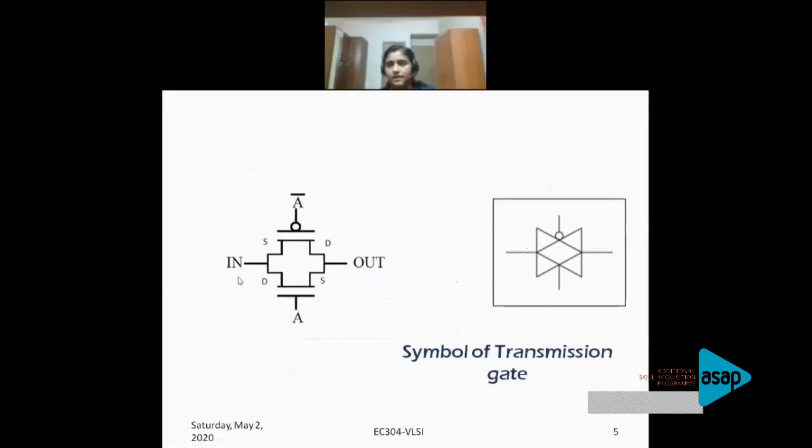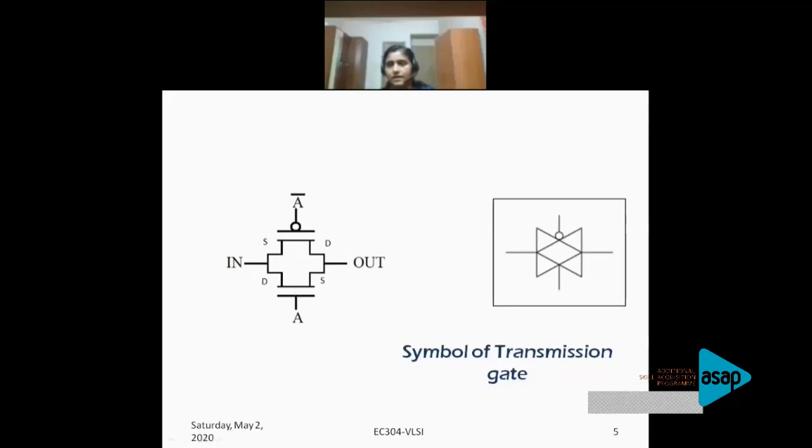You're giving an input, and the input can be either 0 or 1. Imagine you are giving the input as 0. This is just a switch, so it transmits that 0 towards the output. When you give a 0, the PMOS is on and the NMOS is also on.